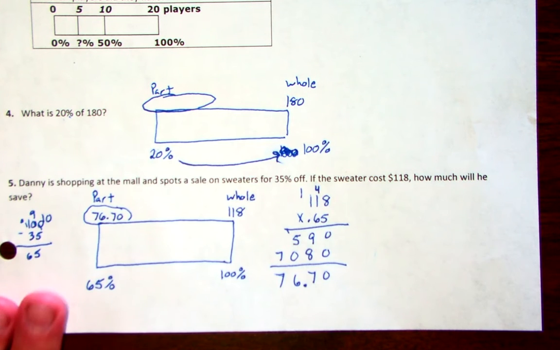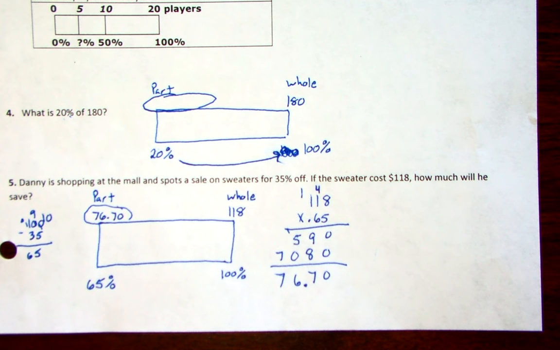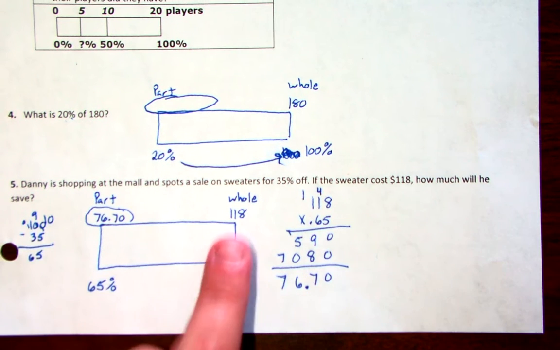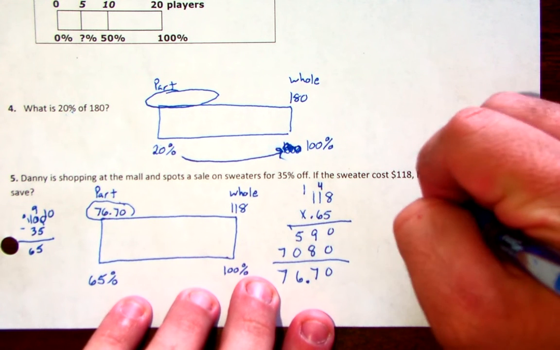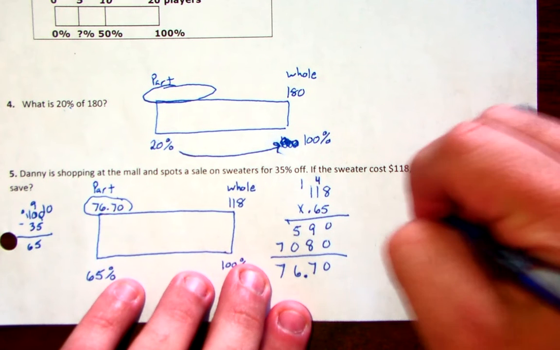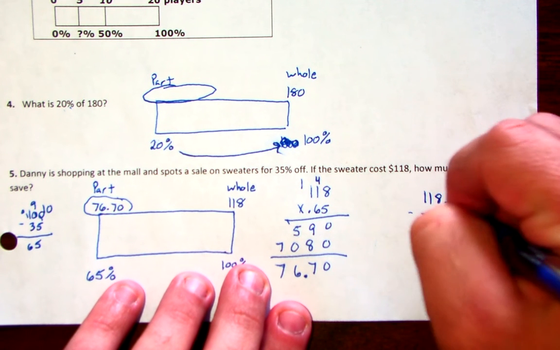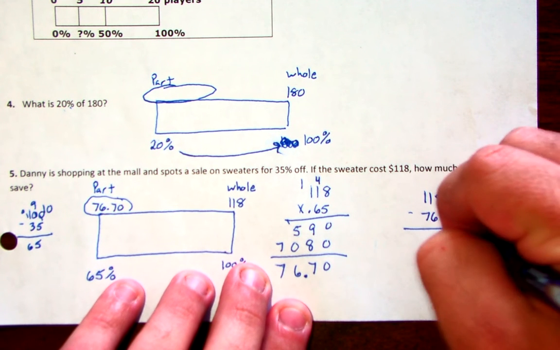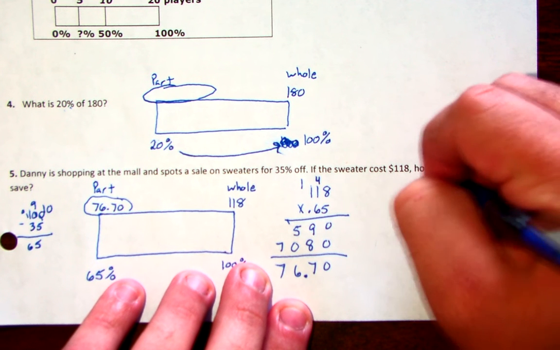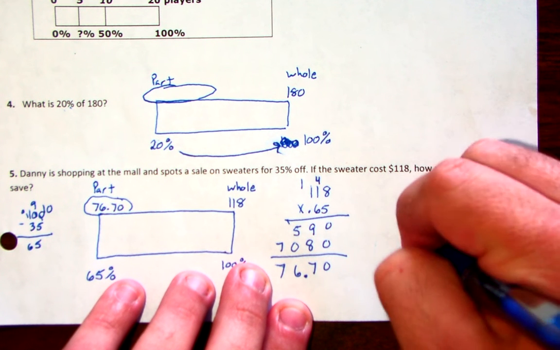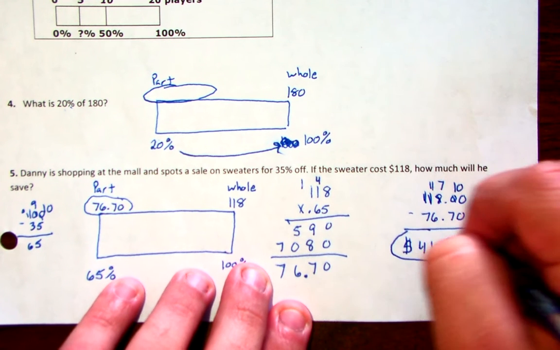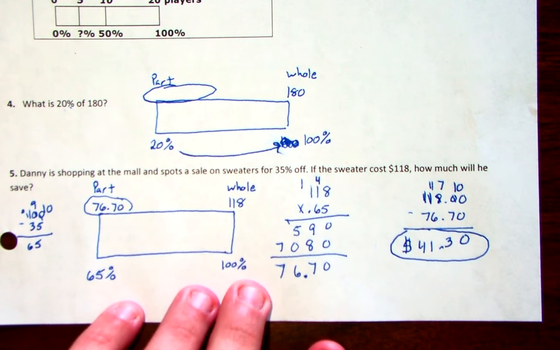And some of you are like, all right, I'm done. No, you're not done. The question says, how much will he save? Well, this is how much it originally cost. This is how much he actually paid for it. So subtract those two numbers. And once you do all the math, Danny saved $41.30.